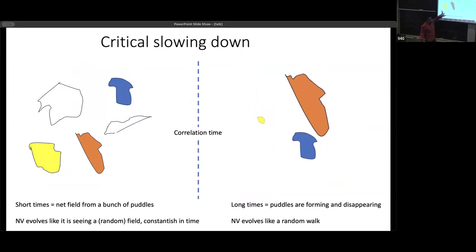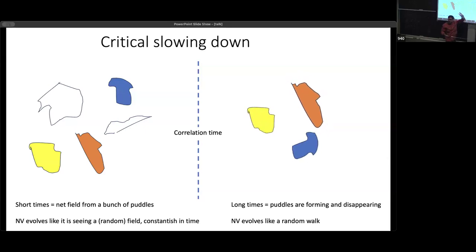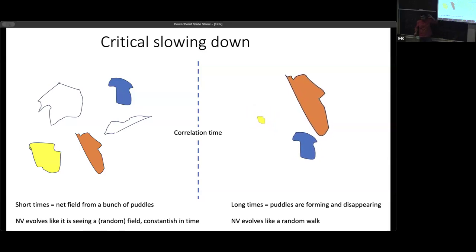However, if I wait for long enough time, and this time is the correlation time for these puddles to exist, after that correlation time, these puddles are all growing and shrinking. And so if I come after a long time, there's no relationship between the size of these puddles and what they were at time t equals zero. And so at long time, the magnetic field that the NV sees looks like a random magnetic field. And the NV sort of takes a random walk in these magnetic fields.